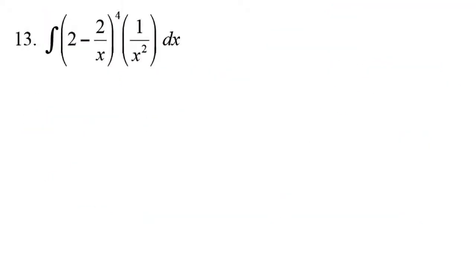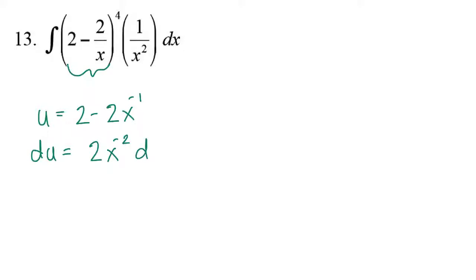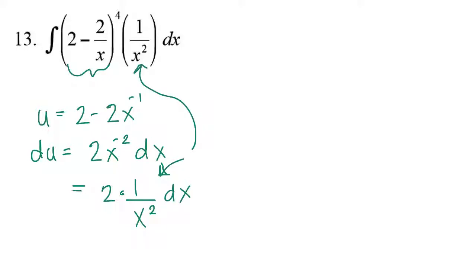Hey, last problem we had, and again, seems pretty tricky here. We've got to let u be 2 minus 2x to the negative 1, because I know I'm going to have to do du, and when I do that, I'm going to get 2x to the negative 2 dx. And if we rewrite this, we've got 2 times 1 over x squared dx. And so this part here is the 1 over x squared right here, but some of us forgot to see that, or somewhere we got messed up.